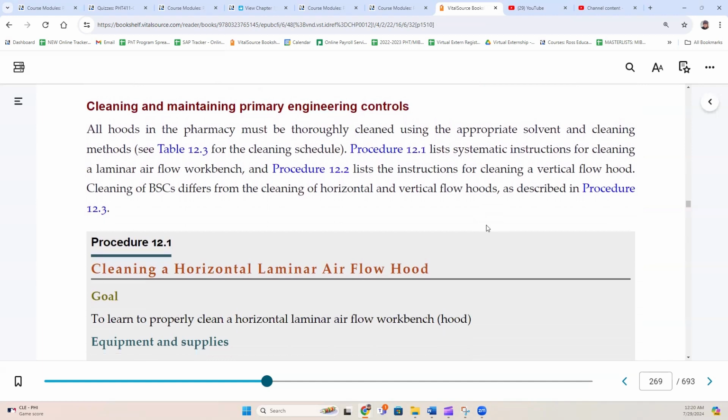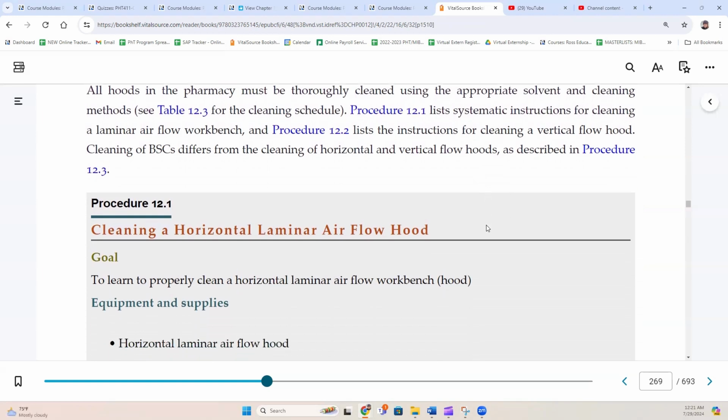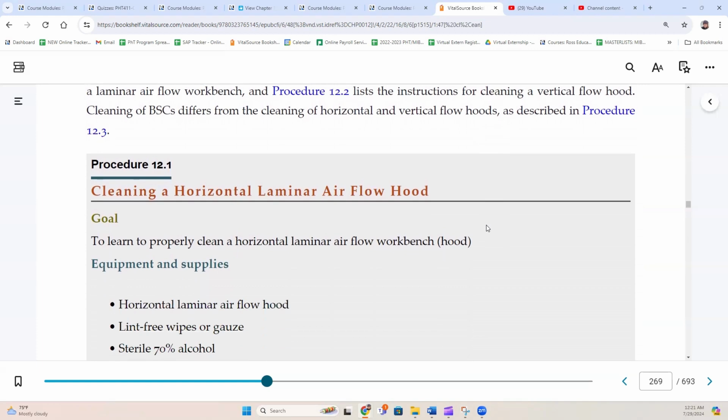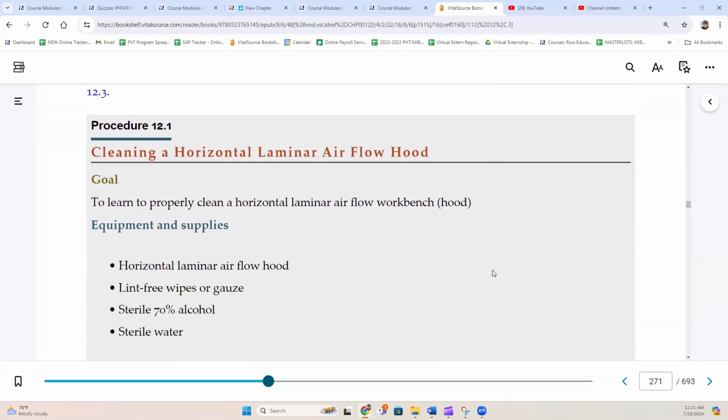All hoods in the pharmacy must be thoroughly cleaned using the appropriate solvent and cleaning methods. Procedure 12.1 lists systemic instructions for cleaning a laminar airflow workbench and lists the instructions for cleaning a vertical flow hood. Cleaning of BSCs differs from the cleaning of horizontal and vertical flow hoods as described in procedure 12.3.